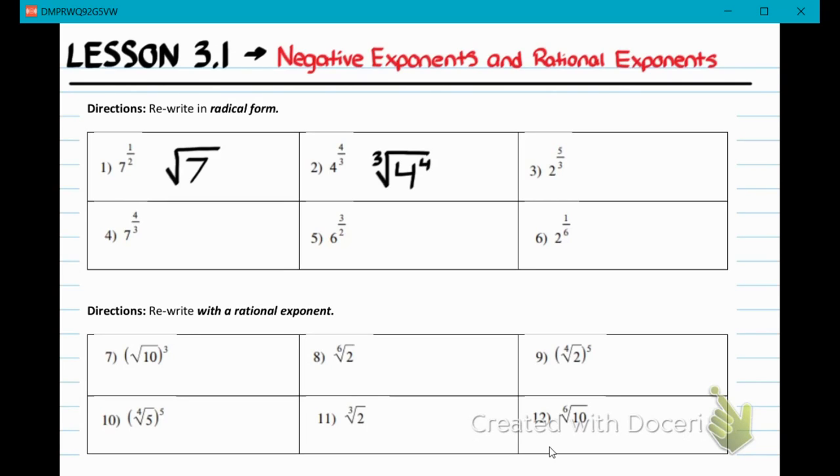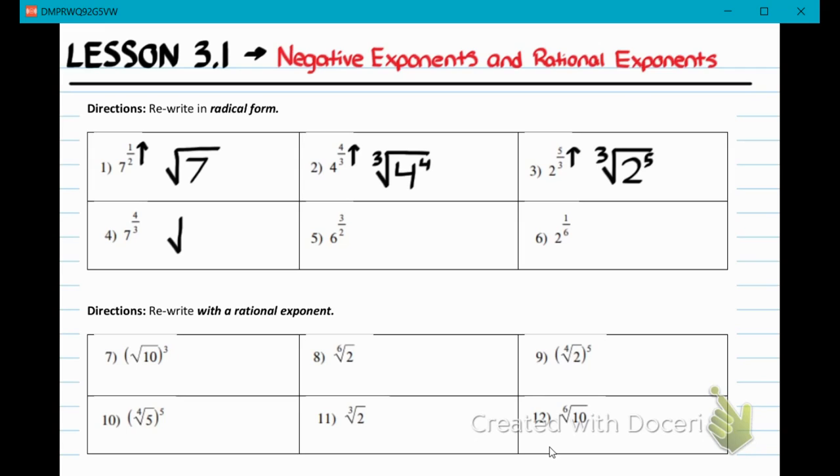Next one, we have 2 to the 5 over 3. That would turn into radical 2 to the 5th, and the root is 3. So cube root of 2 to the 5th. You can kind of think about it like you're working backwards. So the first number you're going to be writing on the outside is the denominator, and then the second number you're writing on the inside is the numerator. So let's try it like that for the next one.